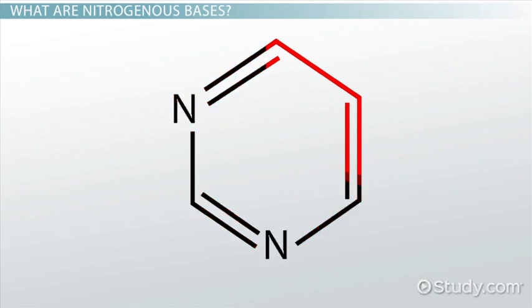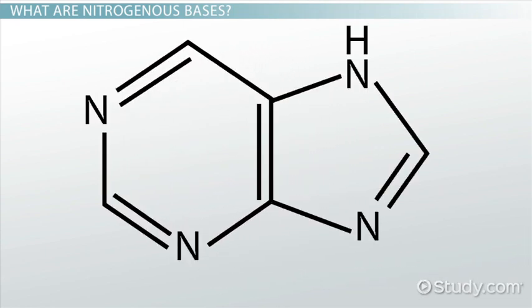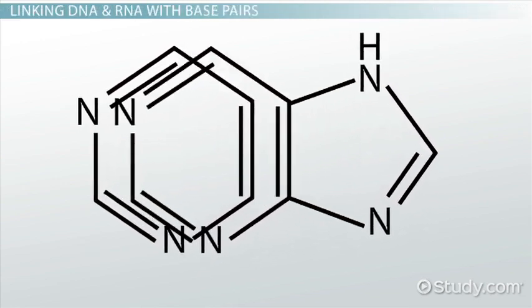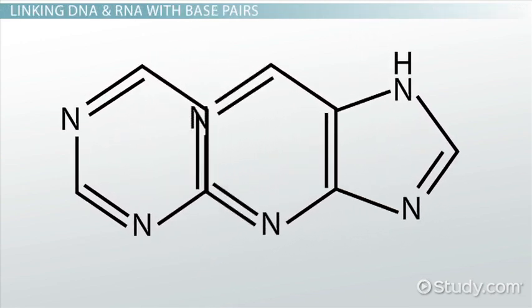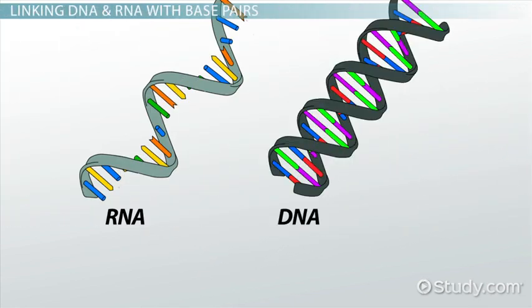Bases that form single rings, like this molecule, are called pyrimidines. Bases that form double rings, like this molecule, are called purines. Purines are much larger than pyrimidines because of this double ring. Purines and pyrimidines serve as a basis for the building blocks of DNA and RNA.